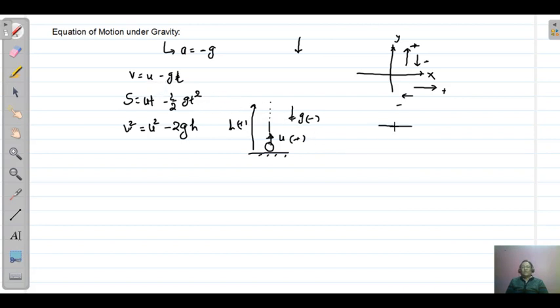Similarly, if an object is released from a height, then its initial velocity u we will take as minus u because the direction is downward. g is already negative, and h, because the distance covered is downward, we will take with a minus sign. That means as per convention, measurements in the positive direction are taken positive and towards the negative direction are taken negative.